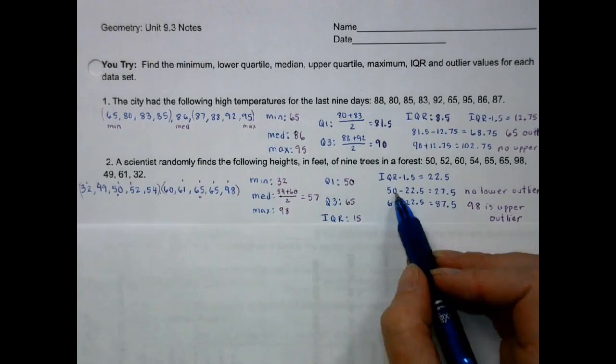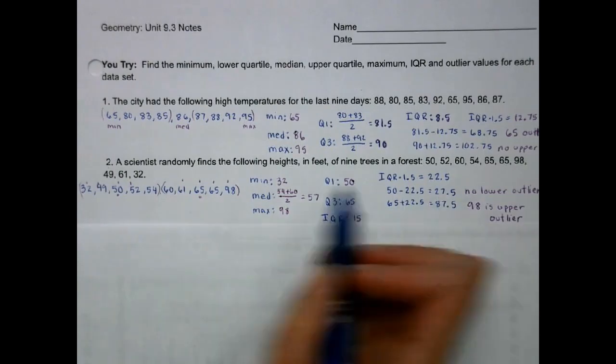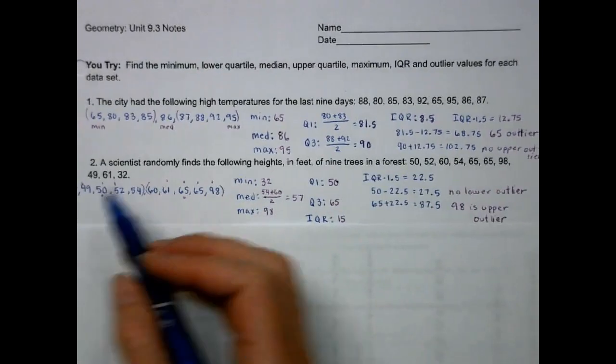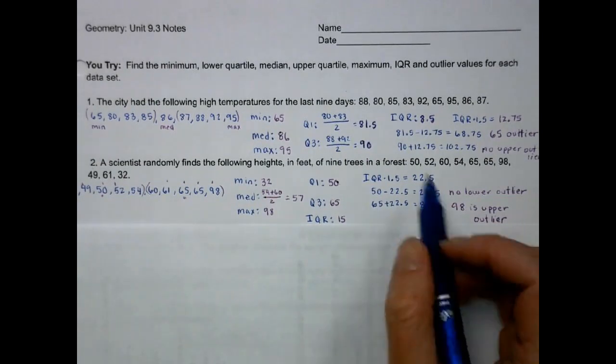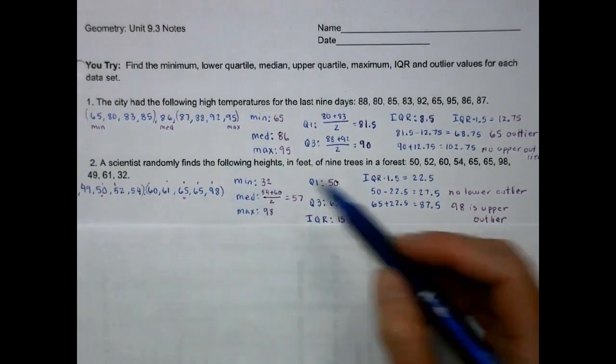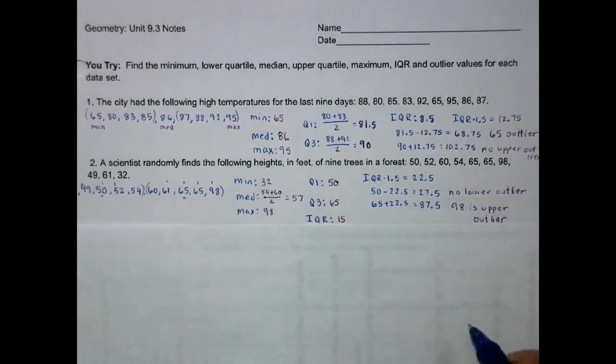Subtract it from Q1 to get our lowest value, which would be 27, so we're good there. The biggest outlier would be bigger than 87. 98 is bigger than 87, so that is an upper outlier.